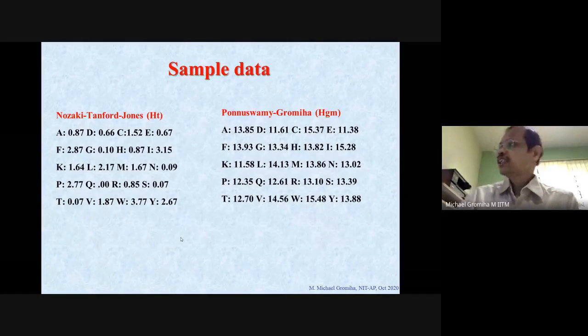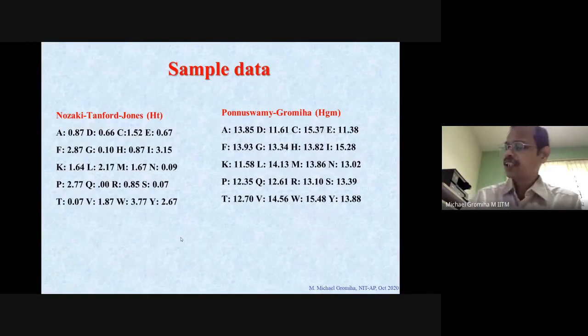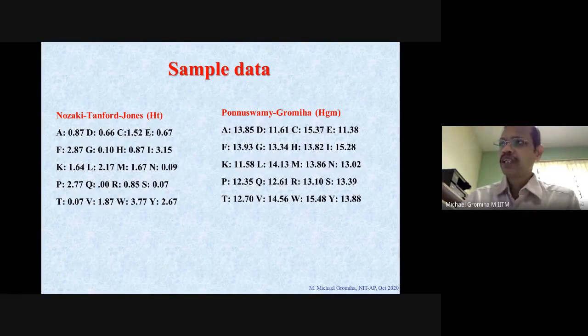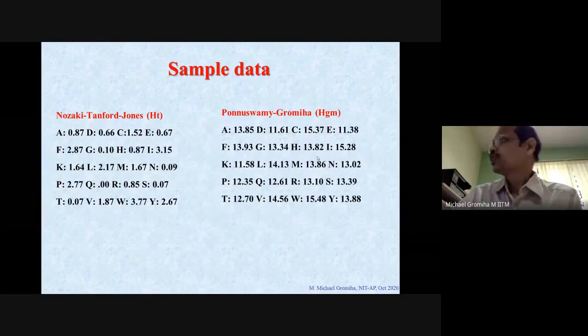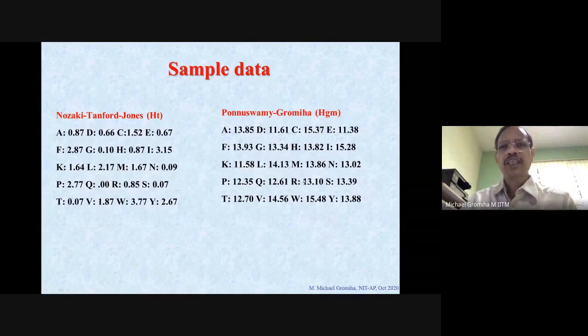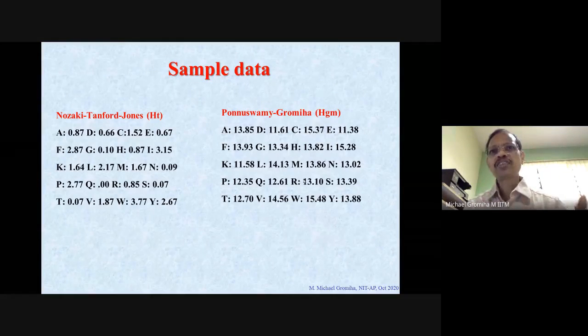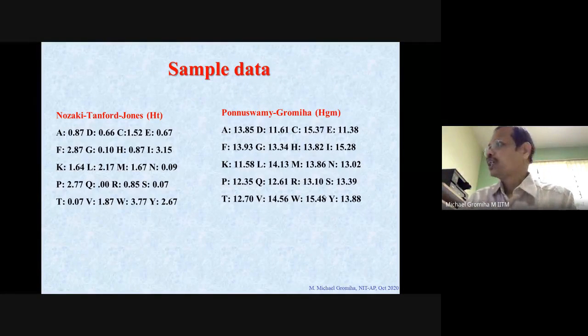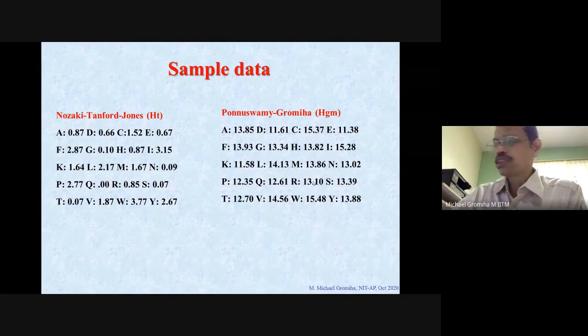Very high, right? If you see the right side, this is the experimental scale. This left side is the experimental scale by Nozaki, Tanford, and Jones using the ethanol-water experiments. This is the scale developed by us, in our group. So here also we calculate the values. These are computational values, depending upon the occurrence of residues which are close to each residue. Can you see here what is the value of W and what is the value of I?